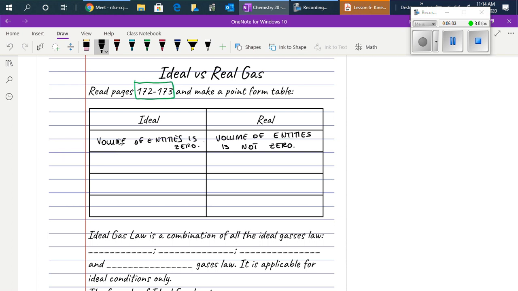Now, I would like you to stop the video here and read pages 170, 172, and 173 in your textbook, and then complete this table, and you will see this table completed by me in a few seconds.